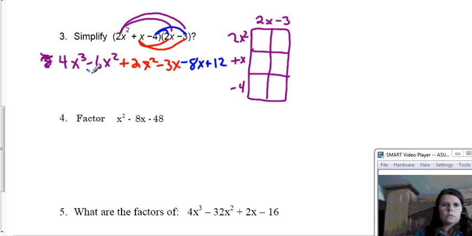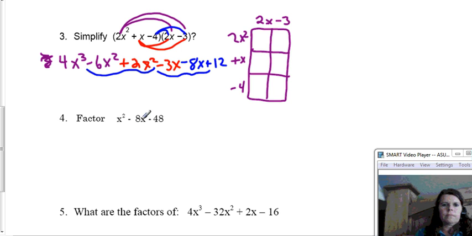So these are like terms, and then these are like terms. And so you should get 4x cubed minus 4x squared minus 11x plus 12. And I'm not going to write that out. If you need to hear that again, you can rewind it. Hopefully you can get it from there.